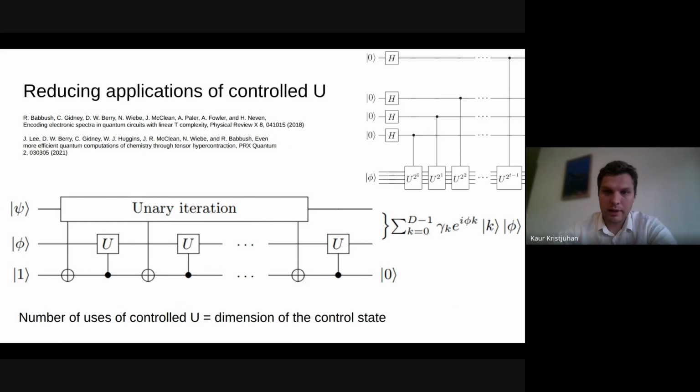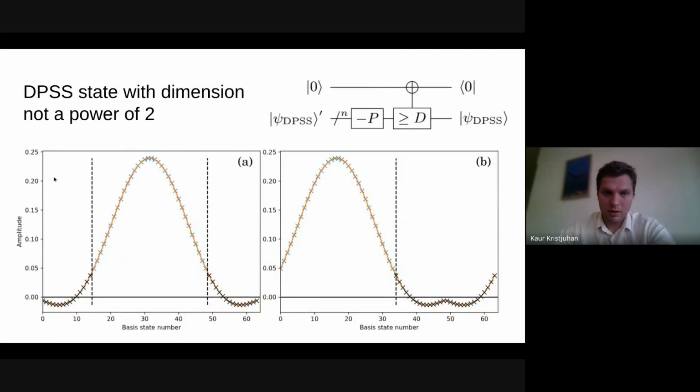Now, there is still a question of, okay, even if we are counting to some number that's not a power of 2, we need to have a control state which would be compatible with that. So we would have to be able to also prepare the control state such that the dimension of the control state is not a power of 2. So how do we go about that? We're going to use the following trick.